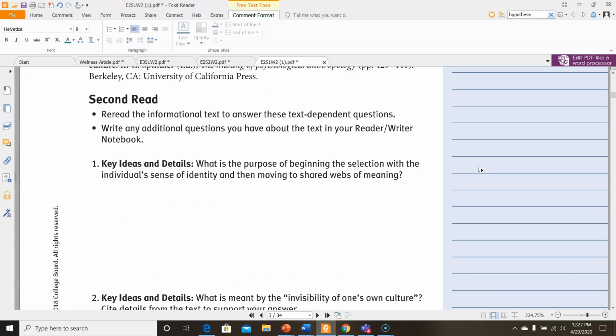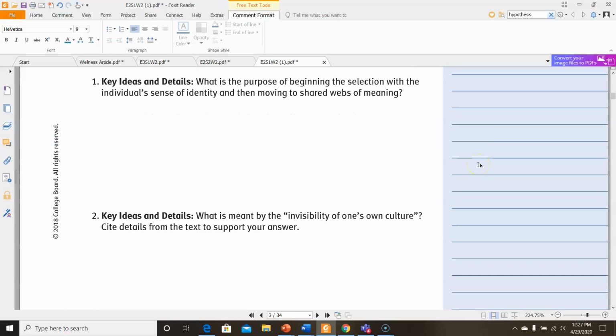So here we have questions to answer, and I will assist you with those. The first one says, what is the purpose of beginning the selection with the individual's sense of identity and moving to shared webs of meaning? So think about how it moved from looking at things from a personal point of view, like an individual, but then it goes down and talks about the shared webs. How does that contribute to the meaning of the text? Why did the author structure this text that way? Think about what culture is, and see if you see a parallel there.